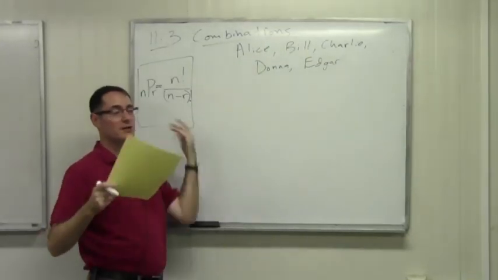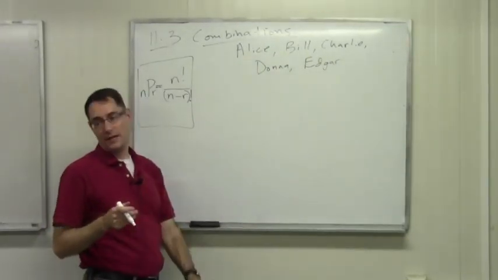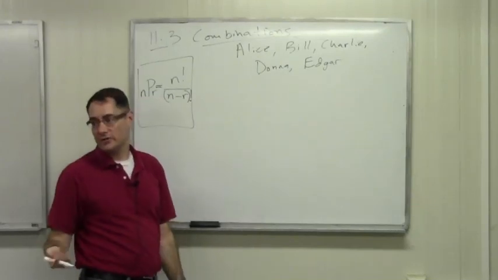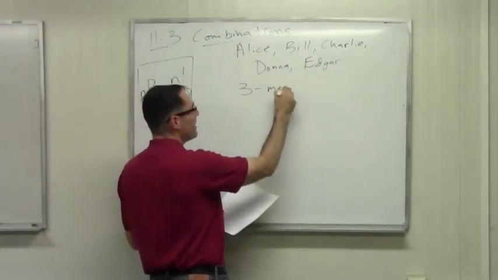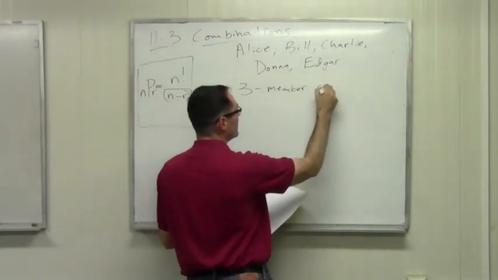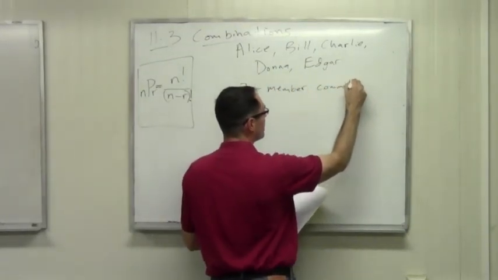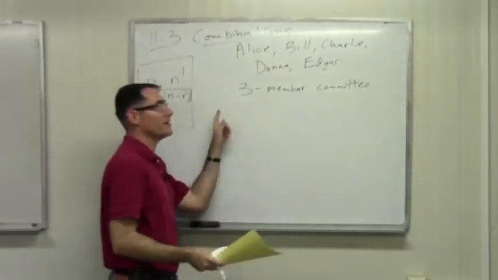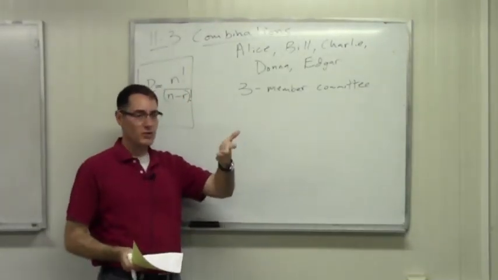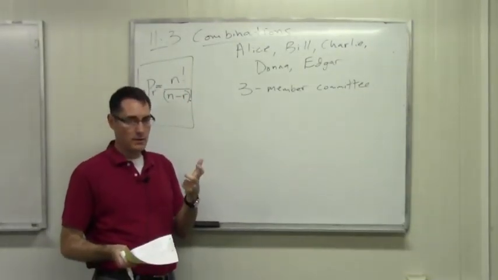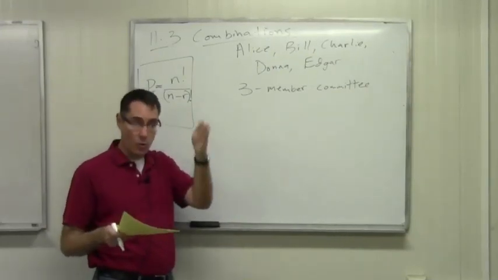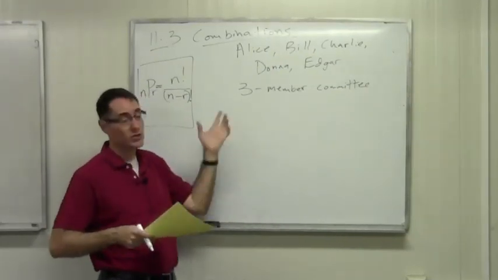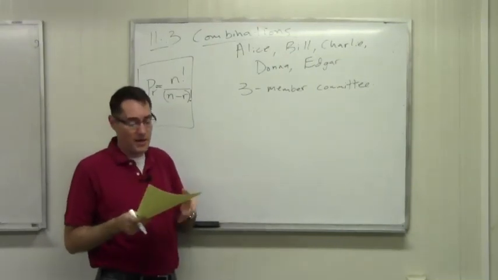They are in some club, and they want to make a committee that's going to run the charity or something. So we want a three-member committee. How is this different than the president, vice president, treasurer one? Because nobody's in charge of it, and there's no ordering like you're the president or the vice president. You're just on the committee. Everybody's on the committee, right?